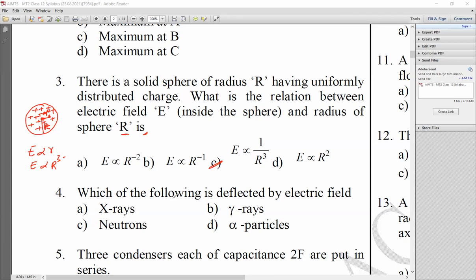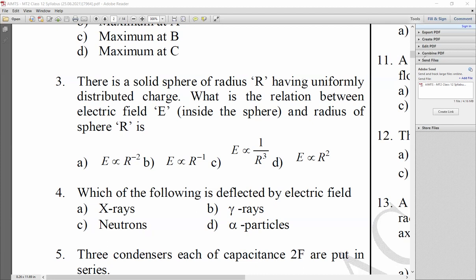Which of the following is deflected by electric field? Now, neutrons, obviously it won't deflect because this doesn't have any charge. Gamma rays, no, it won't deflect. X-rays, no. Alpha particle, yes. Alpha particle will be deflected by electric field.